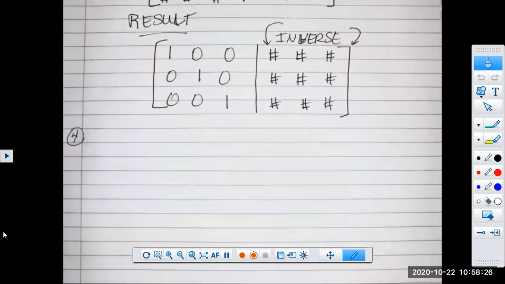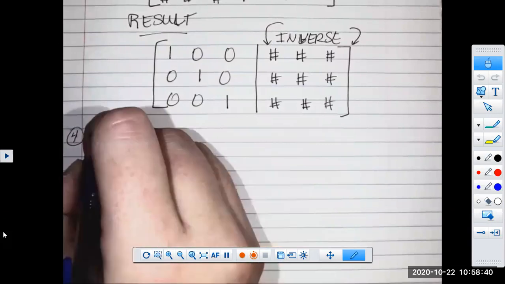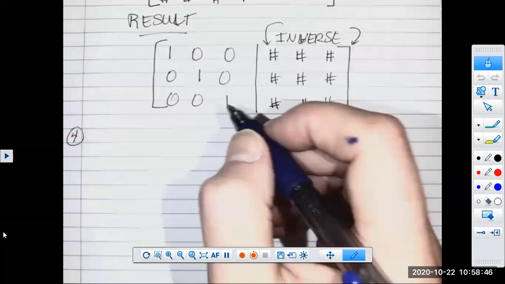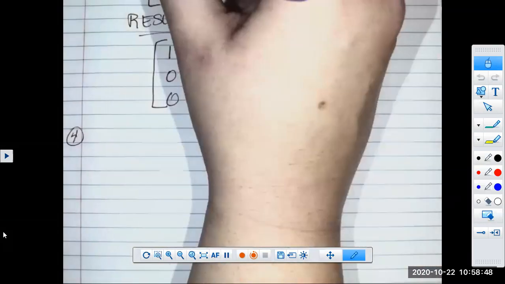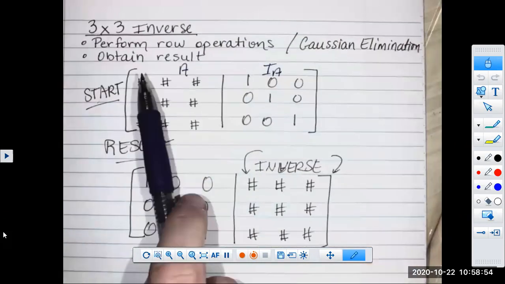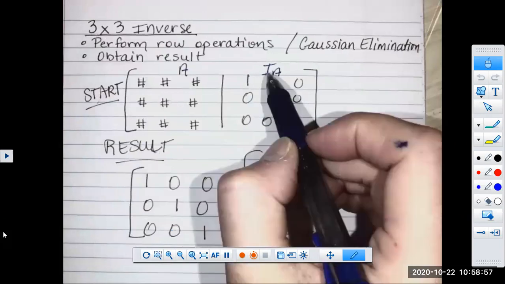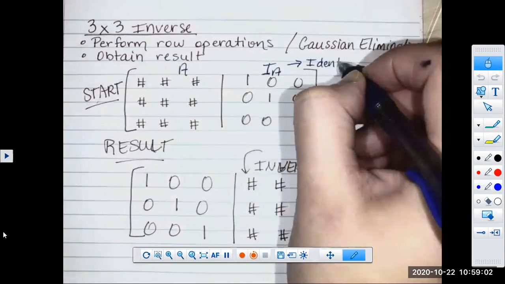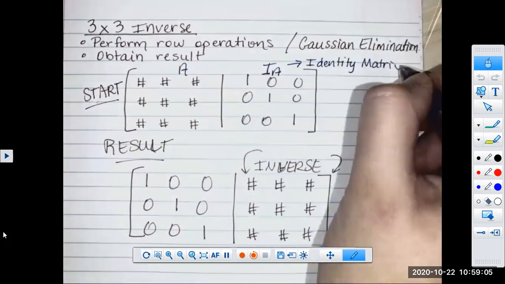I think this is number 4, I'm not sure. In your directions, you may see this: they'll call this A, and then they might say I sub A. All they're saying is this is matrix A that you're starting with, and they call this the identity matrix of A. So if you see that, it's simply the identity matrix of A.